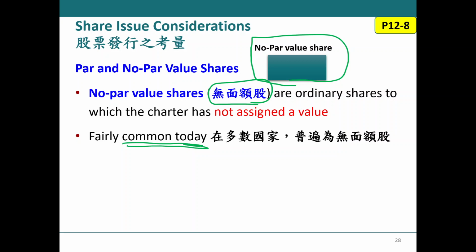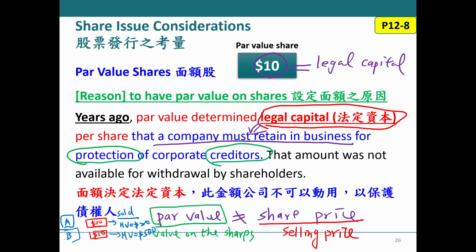Why? Because I told you, when I use par value shares, it will make you confused. Some investors or some of you will think par value is share price, but they are not. So when I use two numbers, some people will get confused. That's the first reason they don't use par value anymore.